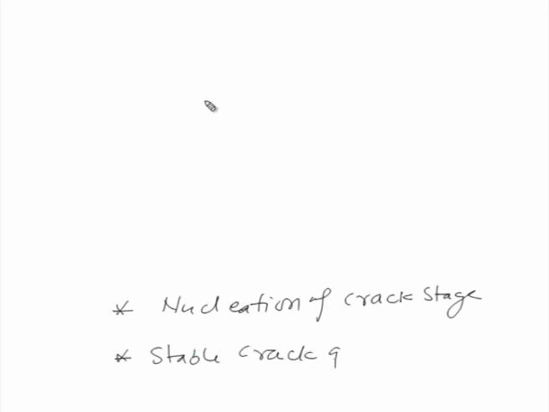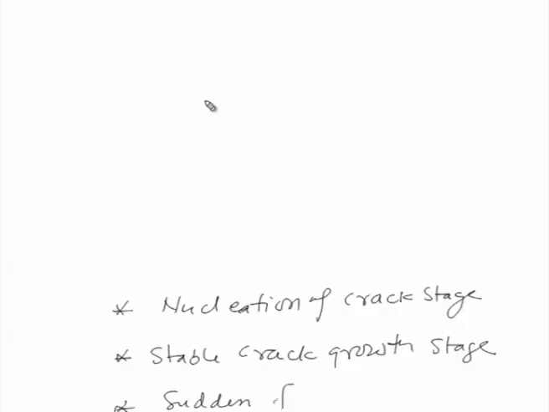For fatigue fracture to take place, in both cases, the component should pass through three stages. The stages required for fatigue failure are the nucleation of crack stage, where first the crack will nucleate, the second is the stable crack growth stage, and third is the sudden fracture stage.